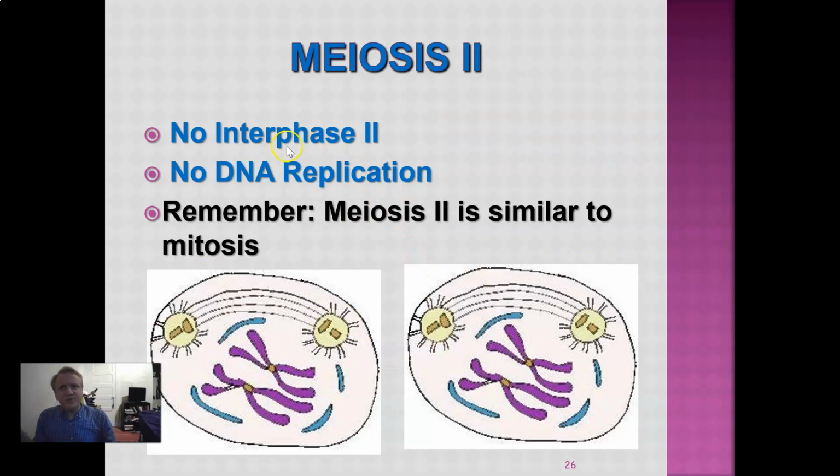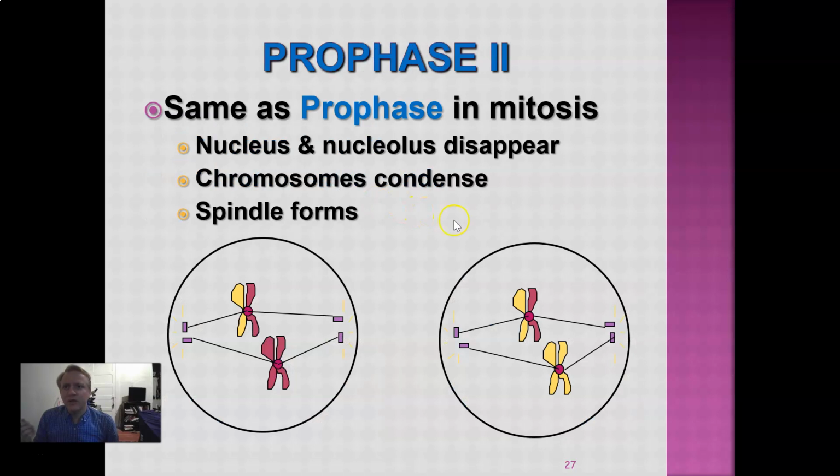So no interphase 2, or interphase 2 is very, very short. There's no DNA replication going on here. And remember, meiosis 2 is similar looking to mitosis. So prophase 2, not particularly exciting, but chromosomes condense, the spindle forms. Prophase 2 is actually a bit of a snooze fest, to be honest. So I probably won't ask you many questions about prophase 2. You should just kind of know that it's there.